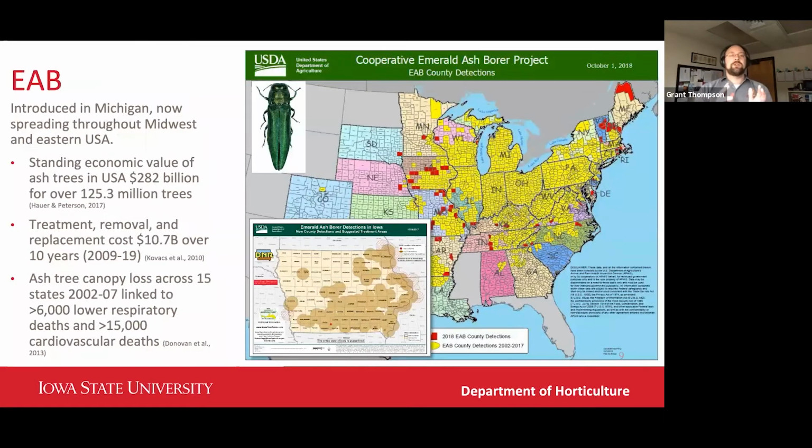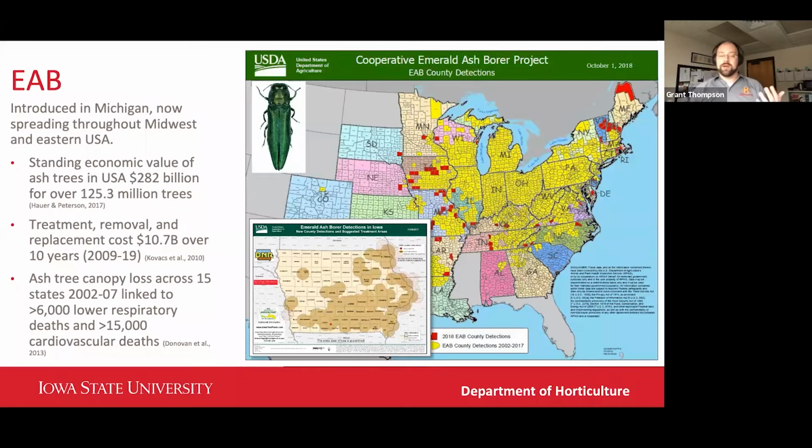So transitioning a little bit, of course, as we talk about community tree inventories, one of the large reasons we do this is to manage those inventories and to hopefully protect ourselves against emerging threats, whether they are biotic pests like emerald ash borer or abiotic threats such as climate change, freak weather events, drought, you name it.